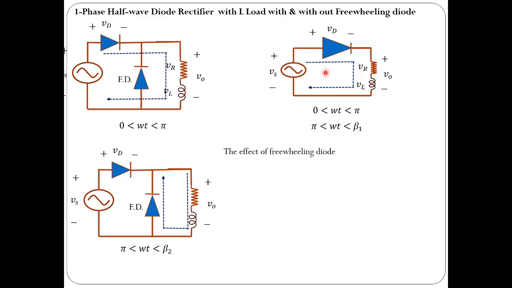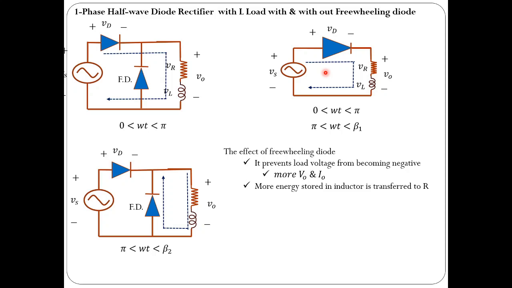So the input power factor is going to be more, because the power delivered by the source is more for the same volt amperes, the same input volt amperes. So automatically the input power factor is going to be more. So the effect of the freewheeling diode can be summarized this way. It prevents the load voltage from becoming negative. So more V0 and more I0, and more energy stored in the inductor is transferred to the load. So more efficiency, more input power factor. And the load current is also going to be smooth.